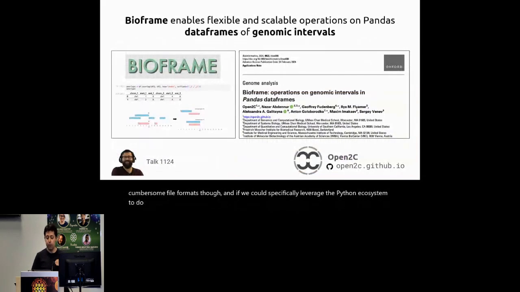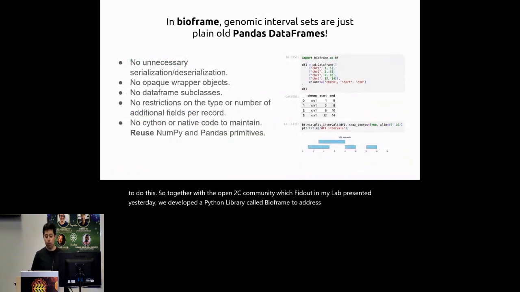So together with the Open2C community, which Vedat in my lab presented yesterday, we developed a Python library called BioFrame to address this. And in BioFrame, we focus on pandas, the most popular data frame library in Python. We took a slightly different approach from the Bioconductor community in R. So in BioFrame, genomic ranges are represented as plain old pandas data frames, no specialized data structures or subclasses, no wrapper objects, no serialization, deserialization.